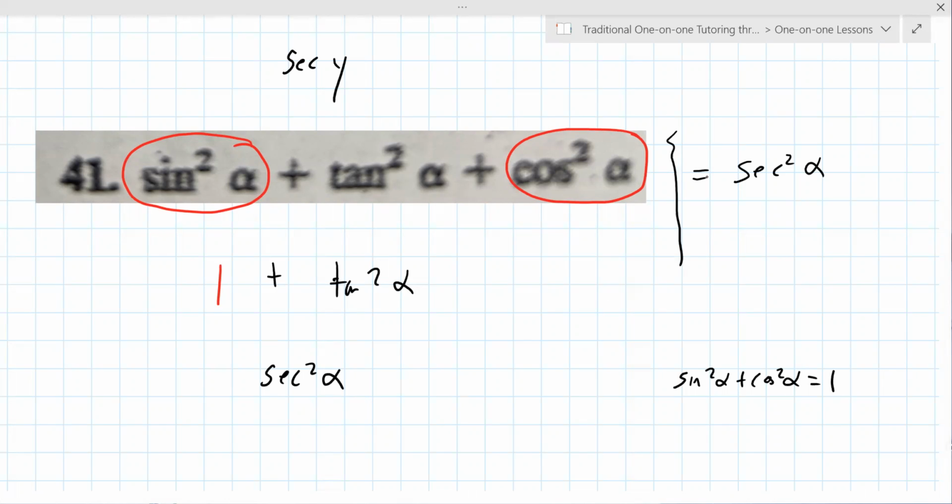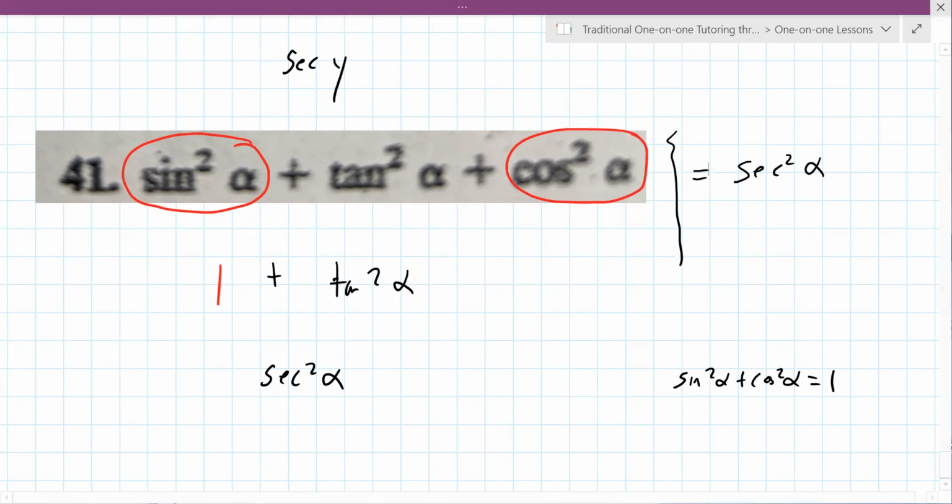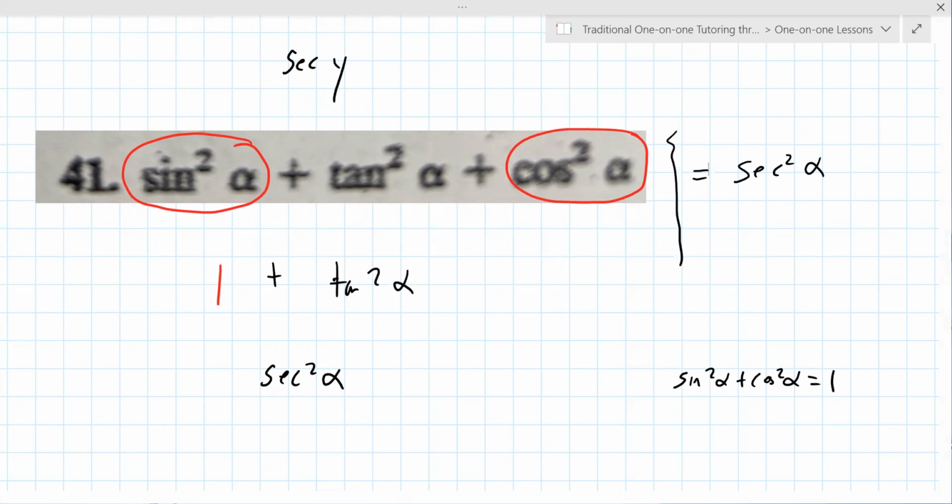So the instructions say verify each of the following trigonometric identities. By verify, it just means make sure both of the sides are equal. Turn the left side into the right, or turn the right into the left, depending on the problem. Okay.